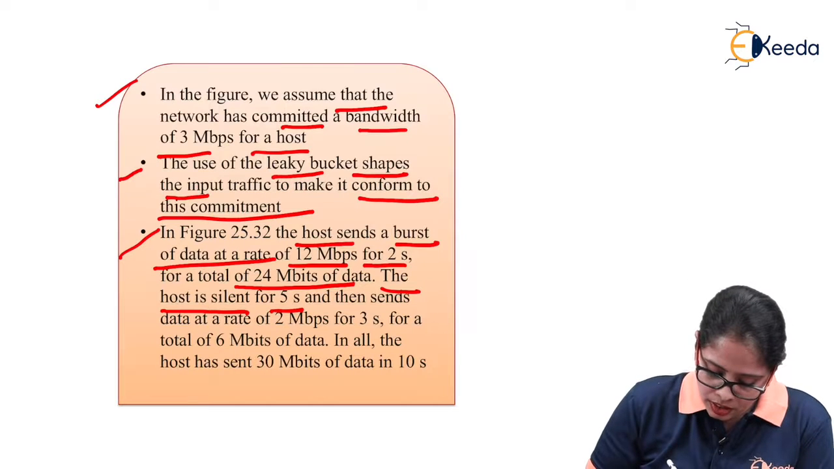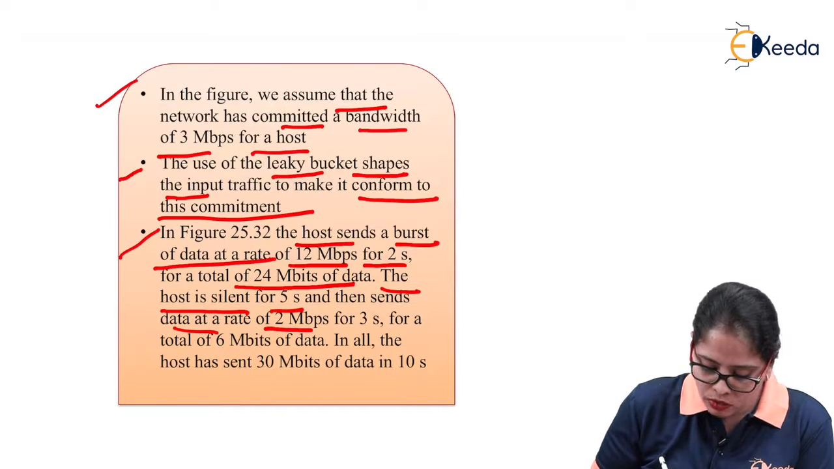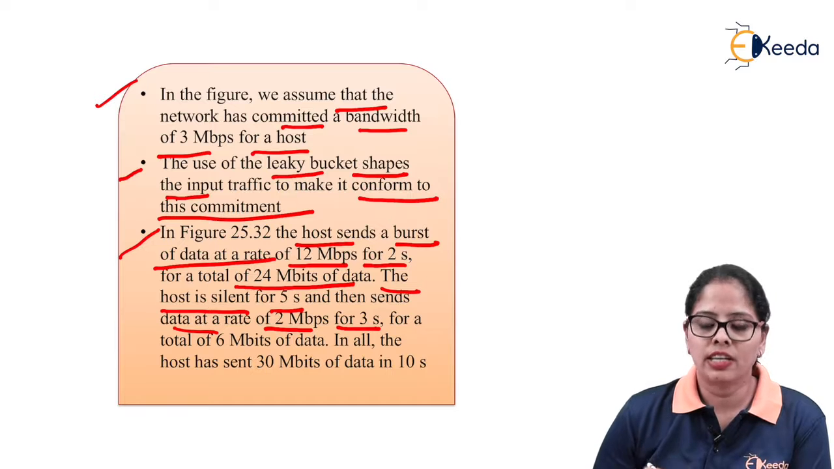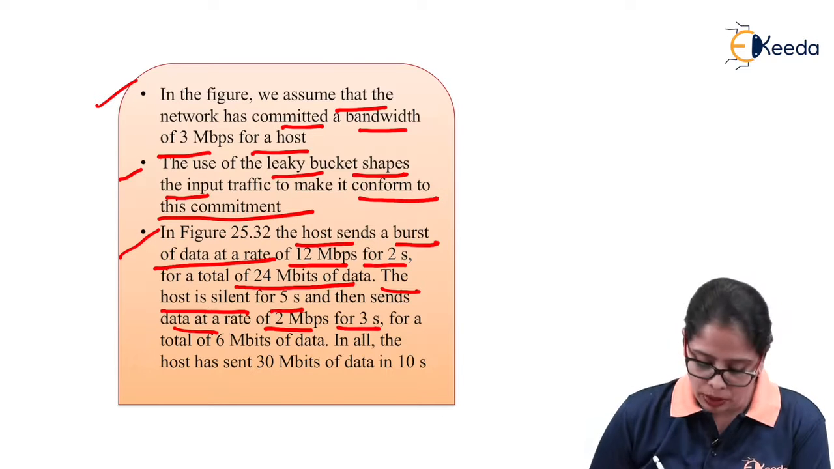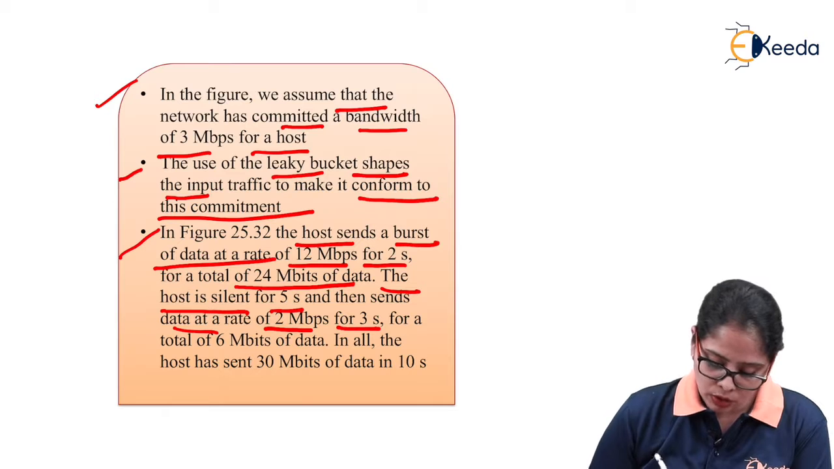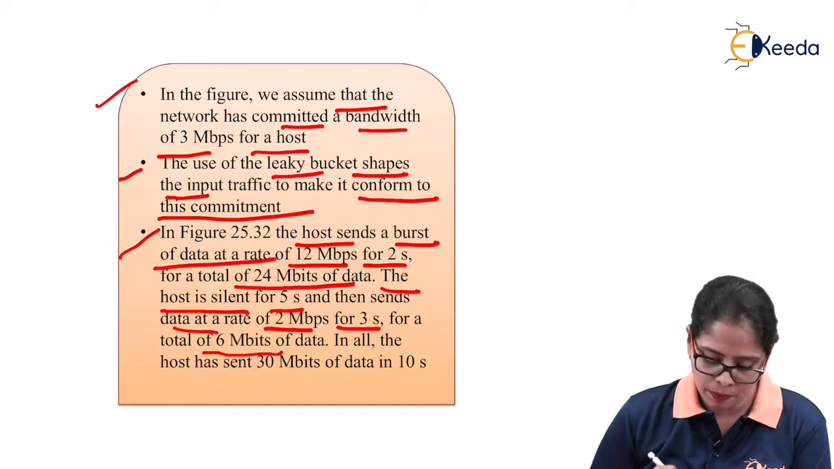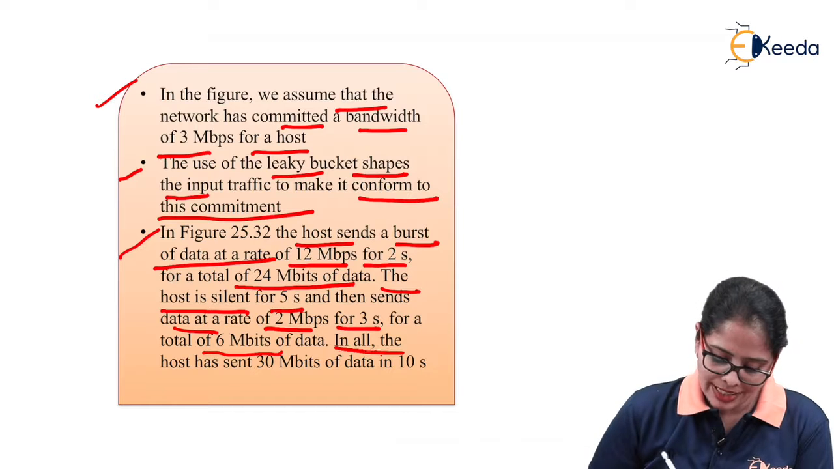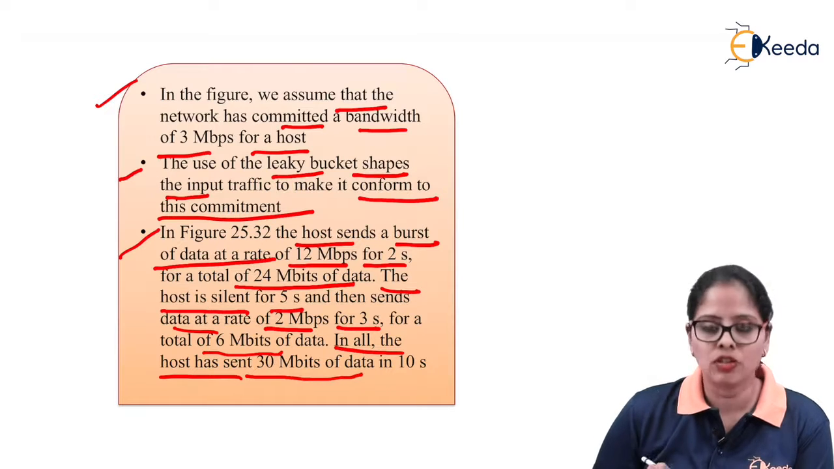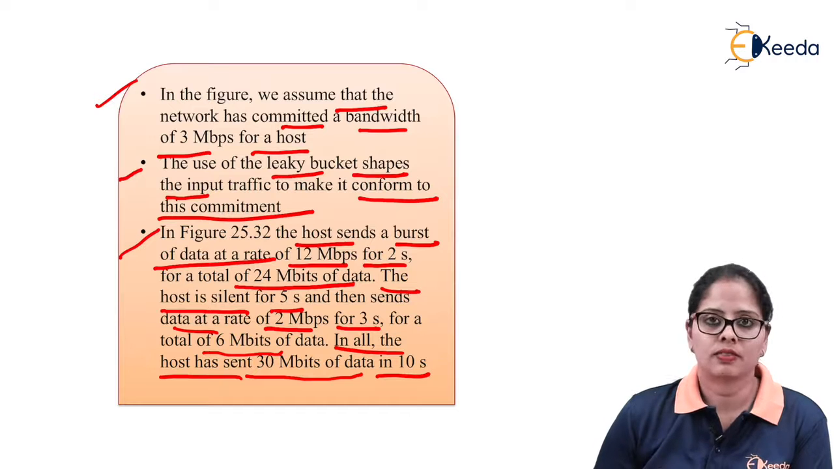And then the data rate of 2 Mbps for 3 seconds. How much data did he send? He used 2 Mbps for 3 seconds, so the total will be 2 into 3, that is 6 megabits of data. So in all, it sent 30 megabits of data in the 10 seconds.